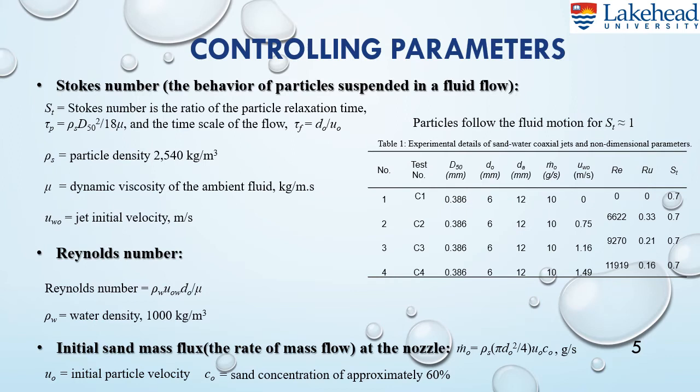For this study, the Stokes number was calculated based on the particle size and annular nozzle diameter, and it is roughly around 0.7. The experimental details and non-dimensional parameters are listed in table 1. The velocity ratios are in the range of 0 to 0.33.